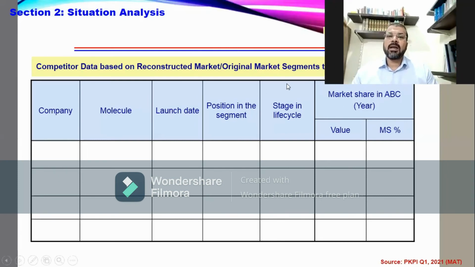So what are those top 4 molecules or brands? What are the top 4 brands which you are focusing on as competitors? What are their molecules? What is their launch date? What is their positioning in the segment? Then what is their stage of life cycle? And what is their market share? Market share in the ABC market.